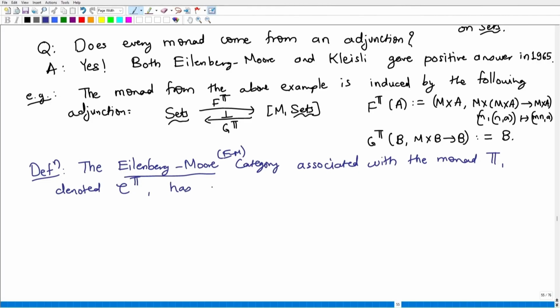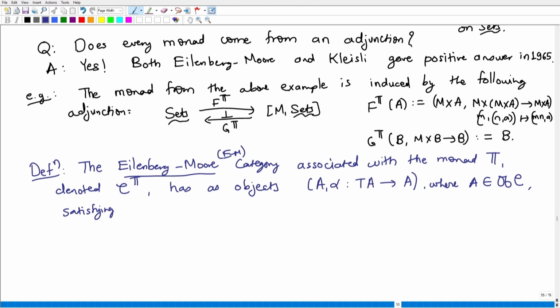It has as objects, okay, now pay attention to what we are doing, pairs (A, alpha), where A is an object of C and alpha is any map from TA to A. Yeah, but it should satisfy something, satisfying these two diagrams. Okay, you will understand what I am doing.